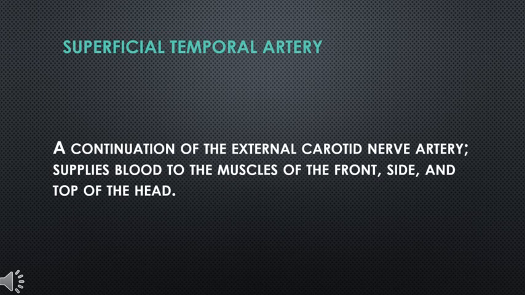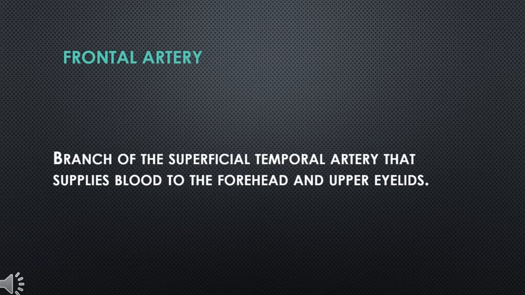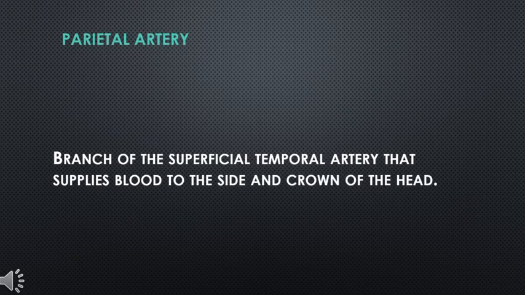Superficial temporal artery. A continuation of the external carotid artery, supplies blood to the muscles of the front, side, and top of the head. Frontal artery. Branch of the superficial temporal artery that supplies blood to the forehead and upper eyelids. Parietal artery. Branch of the superficial temporal artery that supplies blood to the side and crown of the head.